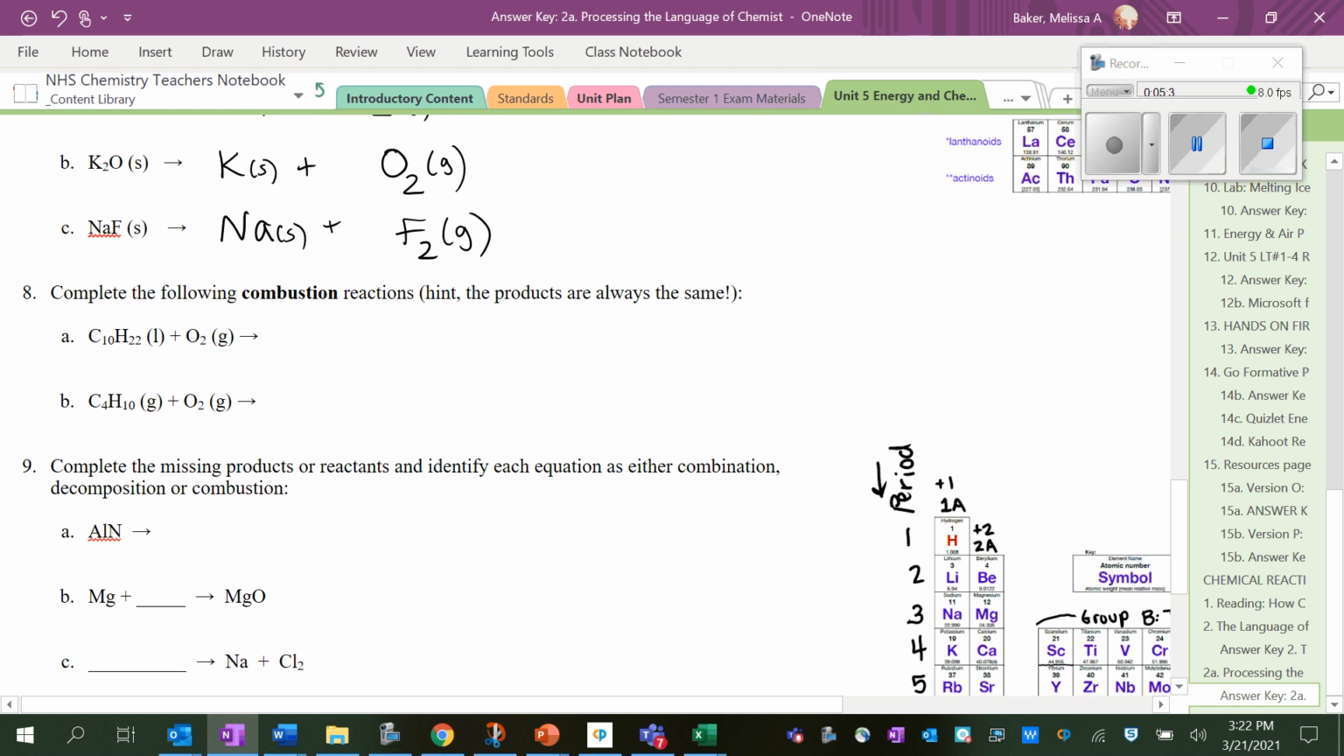Complete the following combustion reactions. Hint, the products are always the same. So the products are always CO2 gas plus H2O in a combustion reaction. So CO2 gas plus H2O.